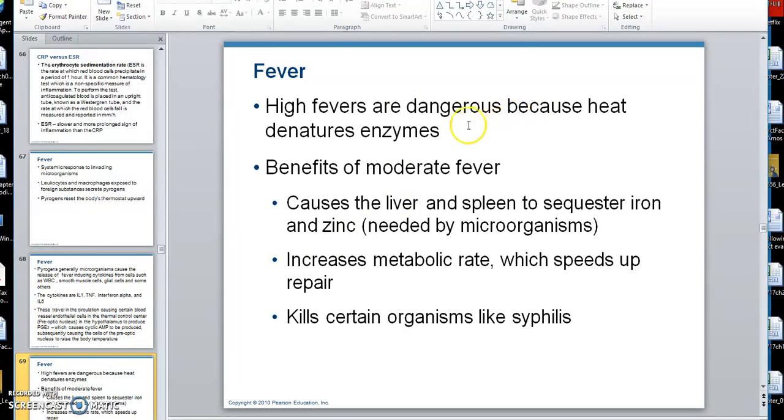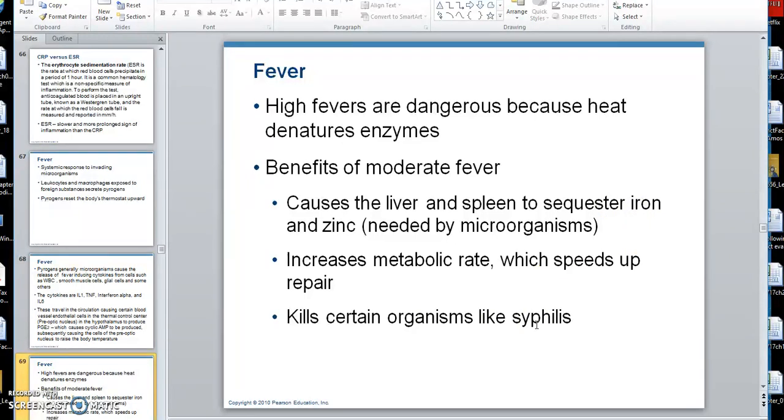So high fevers are dangerous. One way is because they denature proteins. Remember, proteins have to be in an optimal range. But what are some of the benefits? It causes the liver and spleen to sequester iron. You remember I skipped over hepcidin and ferroportin, which have to do with iron. It increases the metabolic rate, kills certain organisms like syphilis. So that's basically what the fever does.